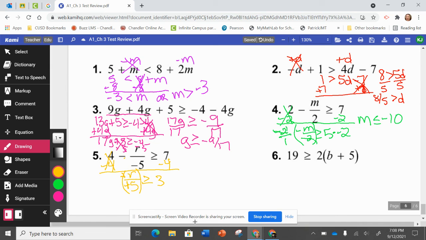The opposite of dividing by 5 is to multiply by 5. Multiply by 5 on the right side as well. These 5s cross-reduce to 1s, so we have 1r. We did not multiply by a negative, so our inequality stays the same direction. And 3 times 5 is 15.